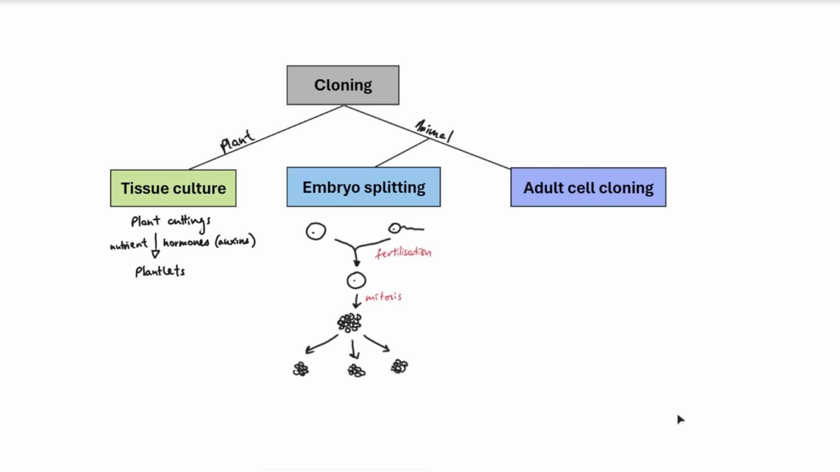But nonetheless, it is a method by which we can clone an animal. The difference between adult cell cloning and embryo splitting is that we are cloning an individual that already exists, so you're cloning the donor, the adult that has donated its nucleus. So let's look at the process here.